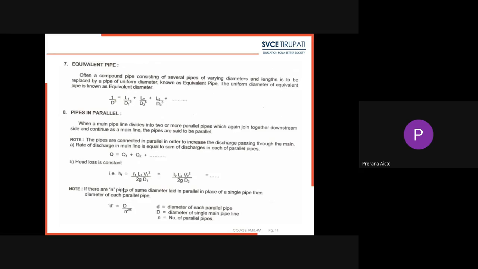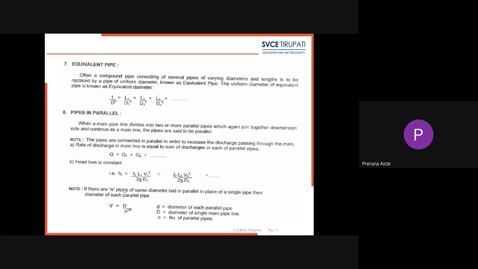So here the formula for that is Q equals Q1 plus Q2 plus and so on. And in the case of pipes in parallel, the head loss is constant, not like the pipes in series. In the case of parallel, the head loss is constant. That is HF equals F1 L1 V1 square by 2g D1 equals F2 L2 V2 square by 2g D2, which equals and so on.